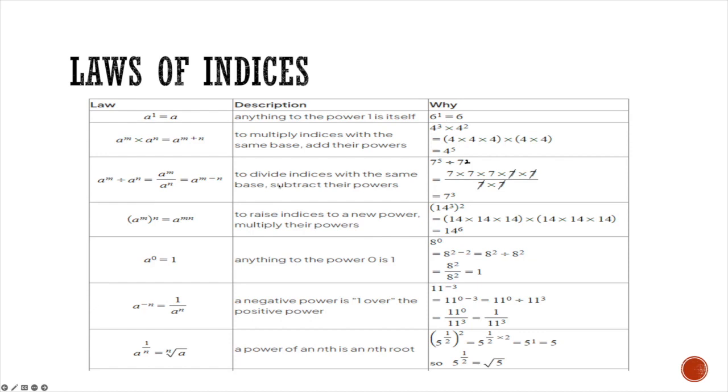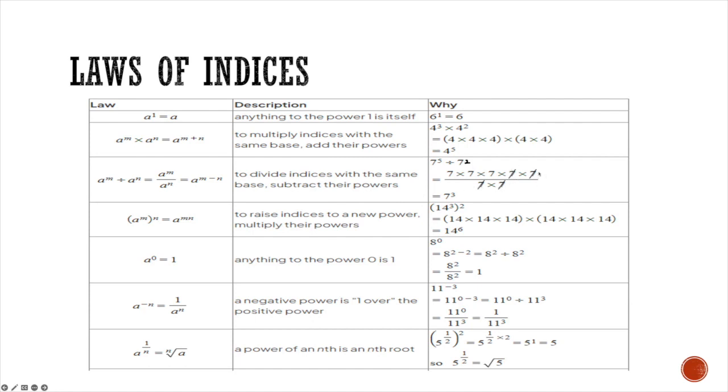When dividing indices, if the base is the same, we have to subtract the powers. A to the power m divided by a to the power n equals a to the power m minus n. We have to subtract the powers. See the example. 7 to the power 5 divided by 7 to the power 2, 7 five times and 2 times.